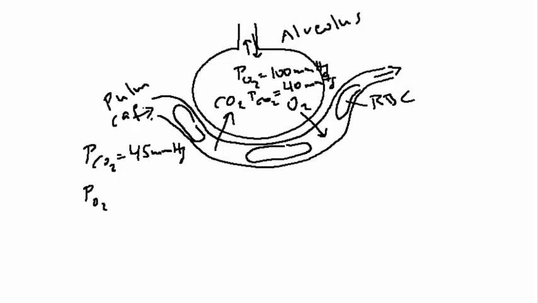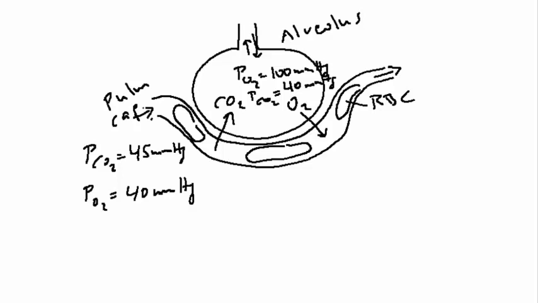The partial pressure of oxygen is only about 40 millimeters of mercury. So that's why we have a lower pressure of oxygen in the capillary, lower than what is in the alveolus, of 100 millimeters of mercury. So we have oxygen diffusing from the alveoli into the bloodstream.